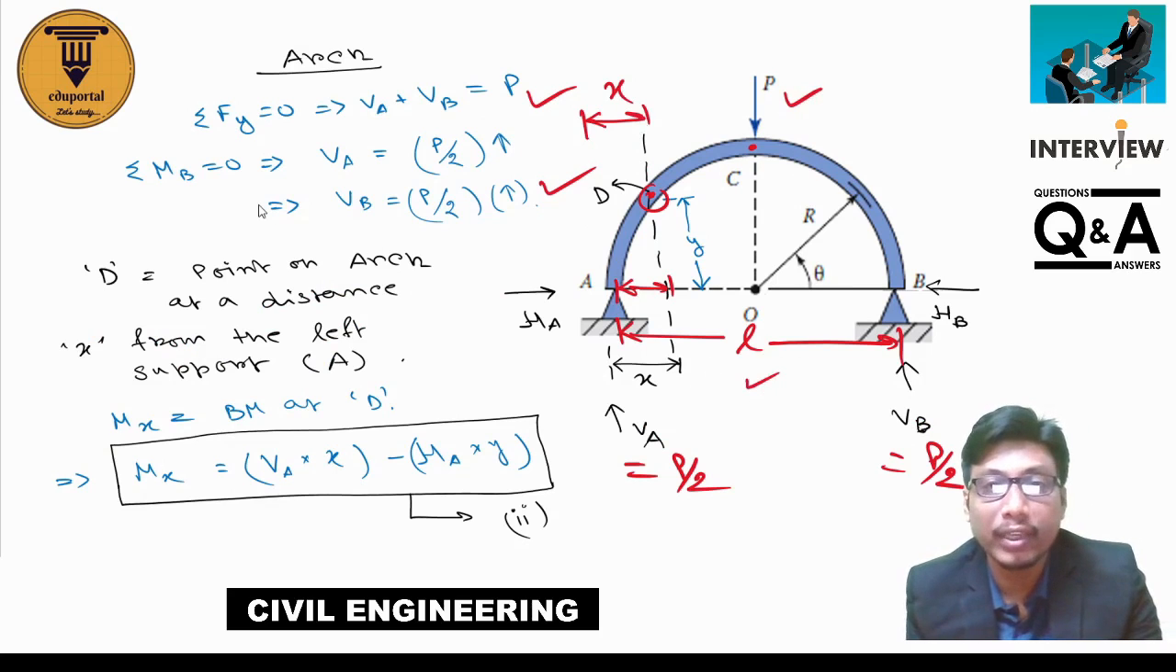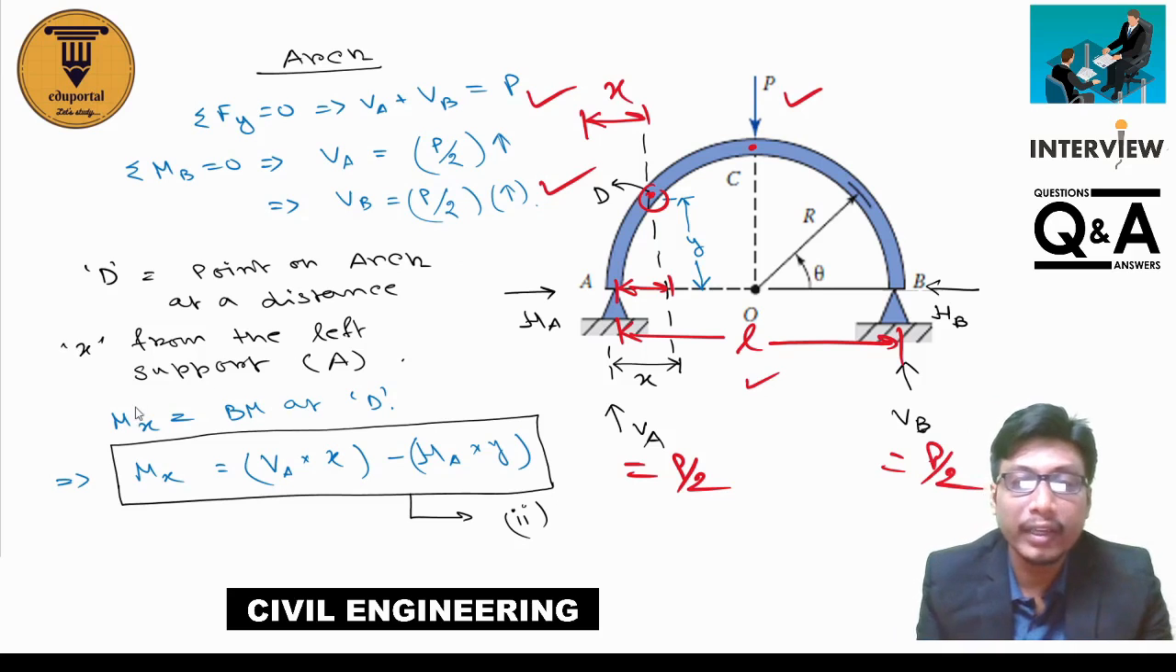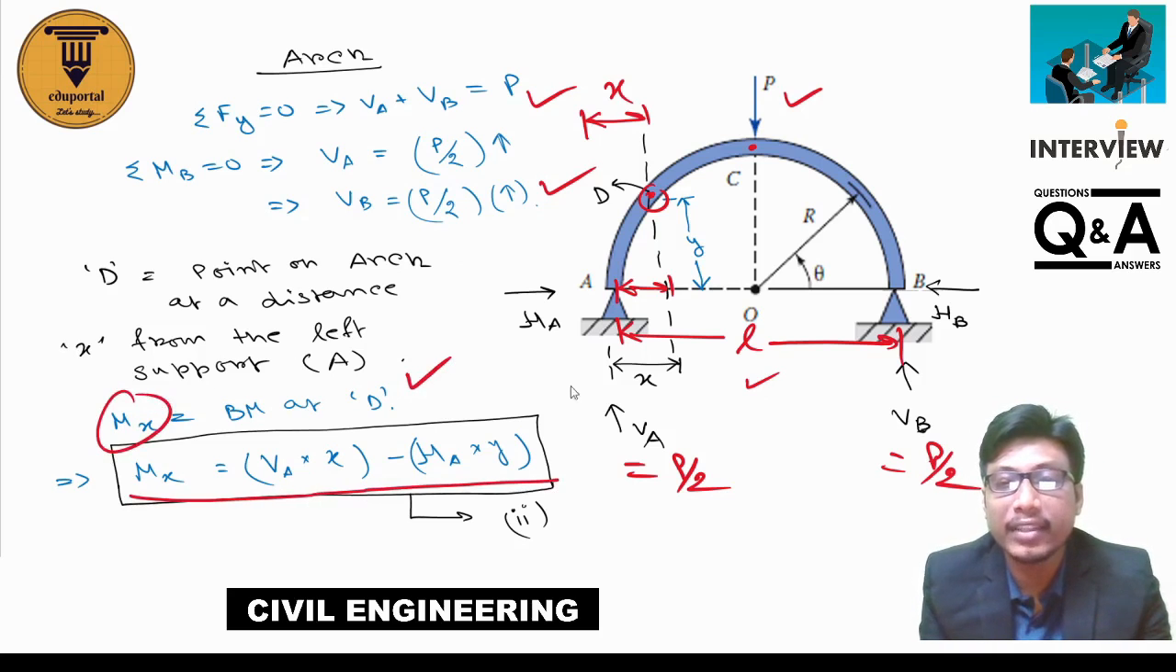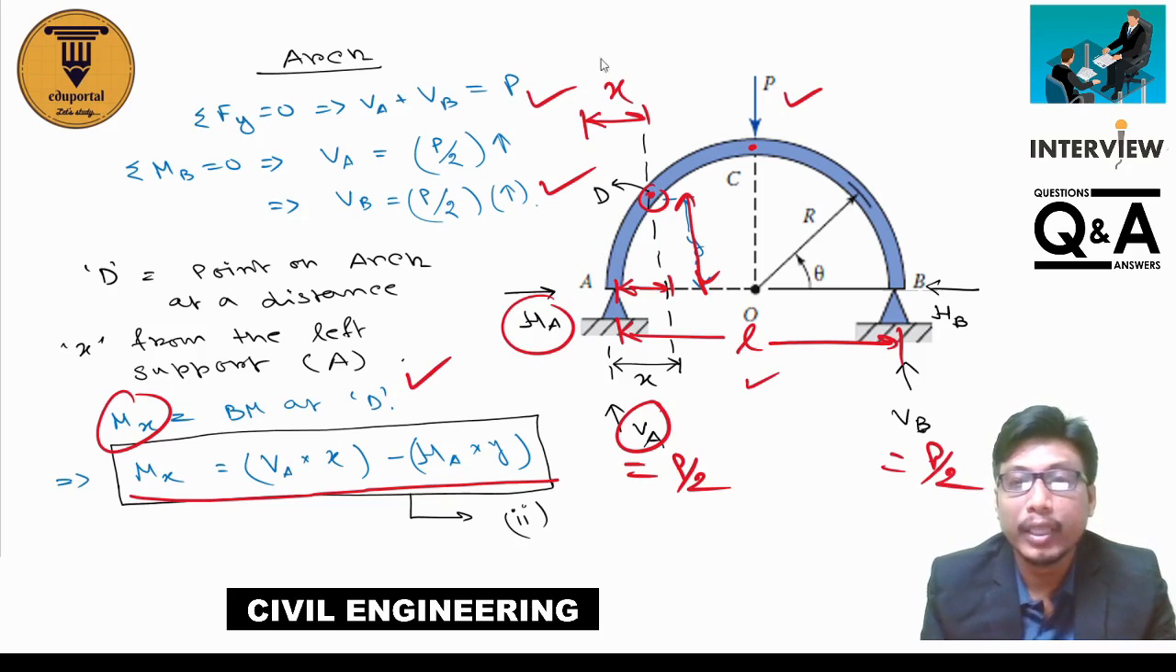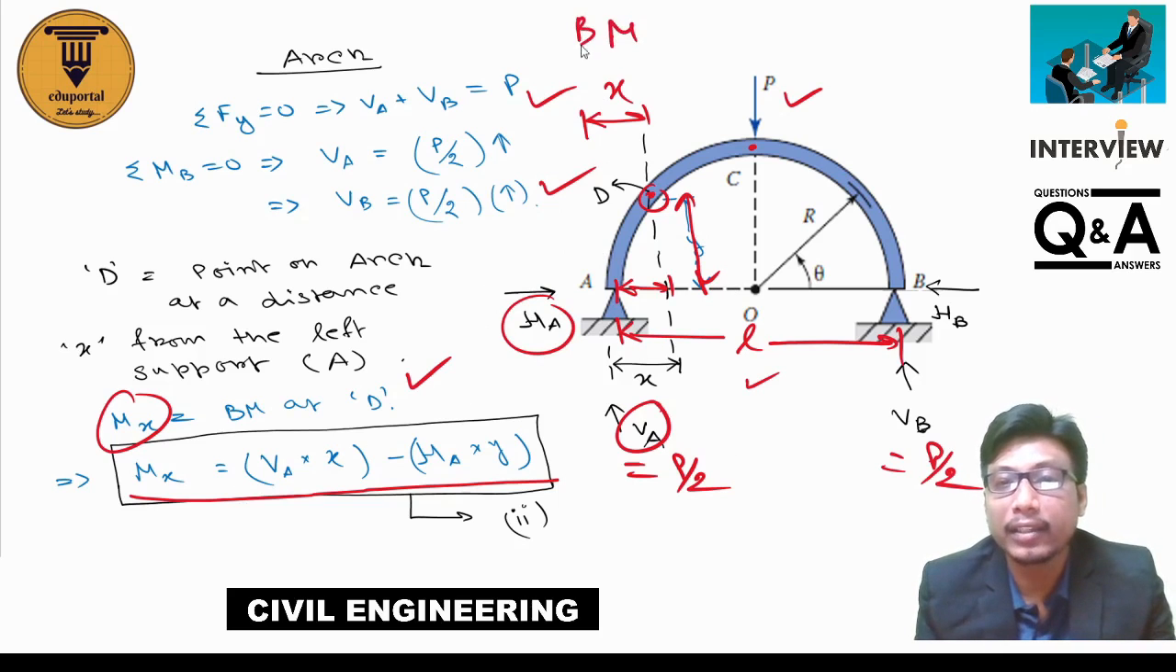So the difference is that one is a beam and one is an arch. Here Mx, the bending moment at D, is equal to VA into X minus HA into Y. So VA into X minus HA, that is the horizontal reaction, into Y. Okay, so this is the difference. You can see here, bending moment of arch equals bending moment of beam minus HA into Y.